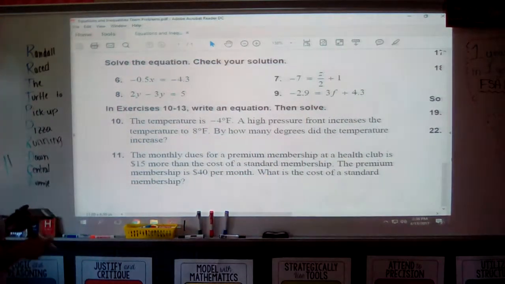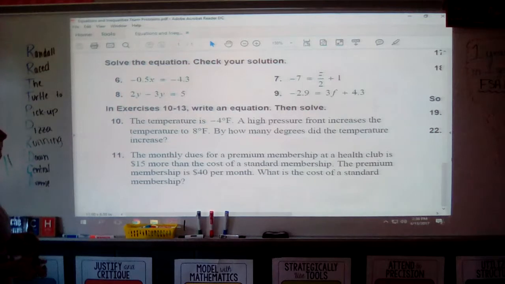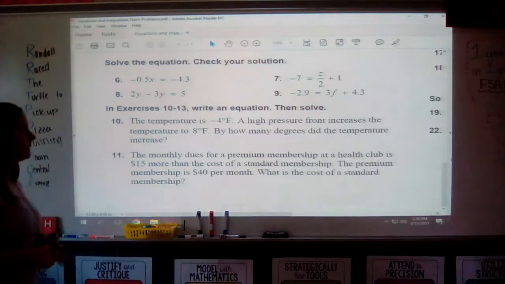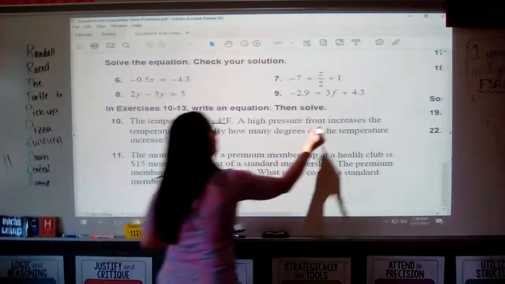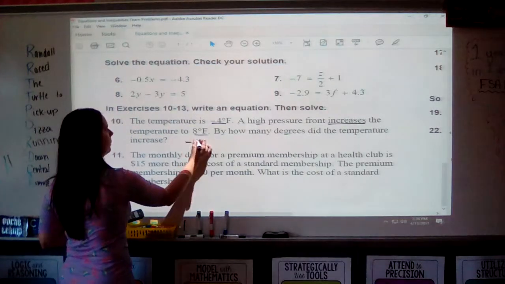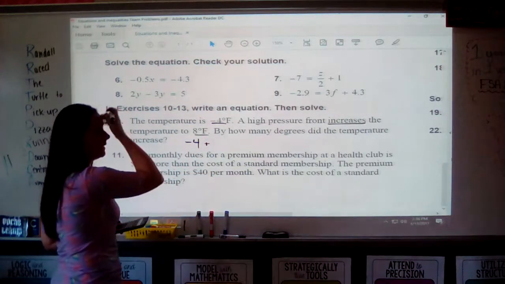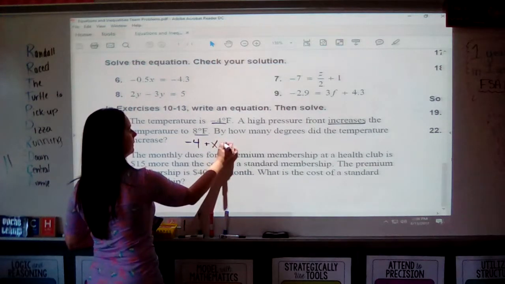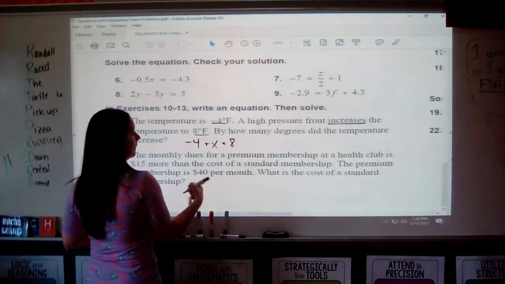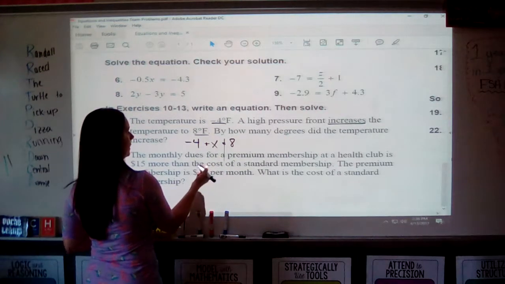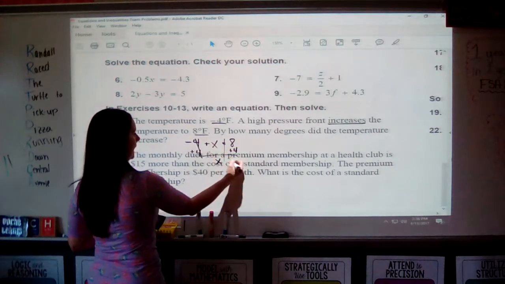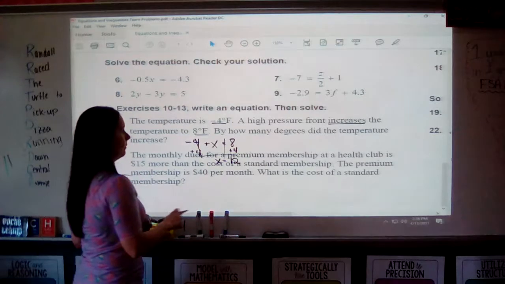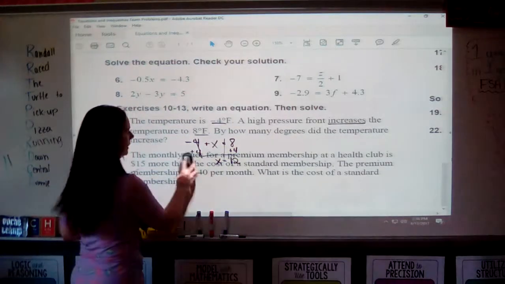So numbers 10 and 11, word problems. We need to write the equation and solve it. The temperature is negative 4 degrees Fahrenheit. A high pressure front increases the temperature to 8 degrees. By how many degrees did the temperature increase? I know that we started at negative 4 and it increased, so it added, and we don't know how much it added, and we ended up at 8 degrees. So I want to figure out what x is. How much did the temperature rise? So I want to add 4 to both sides, and x is going to leave me with 12. So the answer would be 12 degrees Fahrenheit is how much the temperature increased.